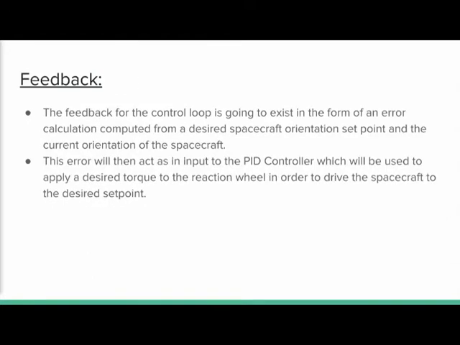So what's our feedback going to look like? The feedback for the control loop is going to exist in the form of an error calculation computed from a desired spacecraft orientation set point and the current orientation of the spacecraft. This error will then act as an input to the PID controller, which will be used to apply a desired torque to the reaction wheel in order to drive the spacecraft to the desired set point.